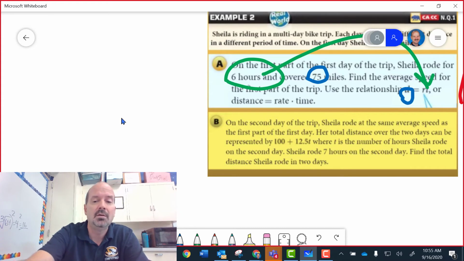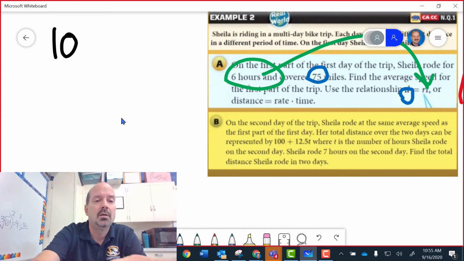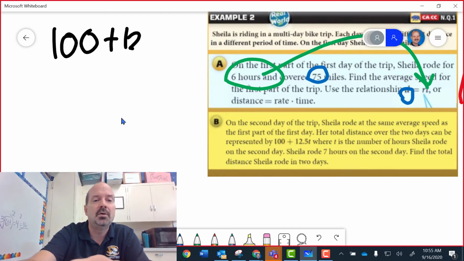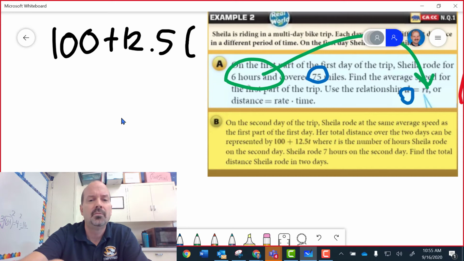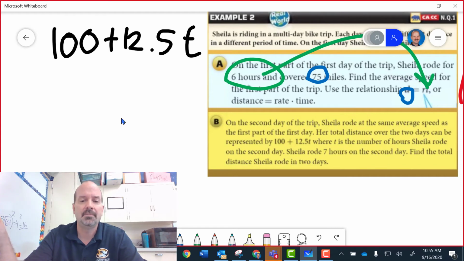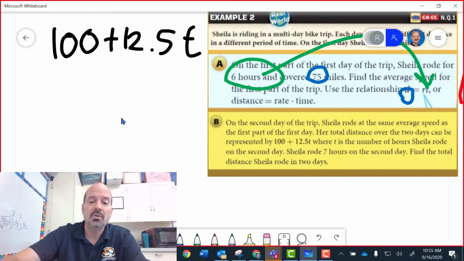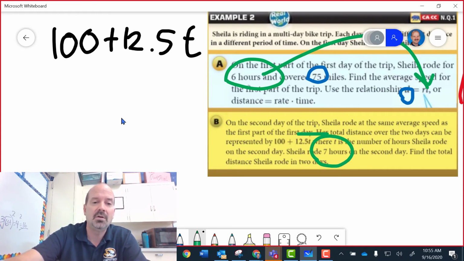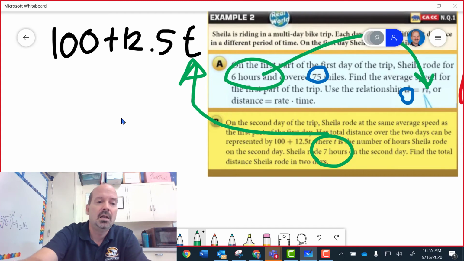Start with the formula. 100 plus 12.5. Where do you think they got the 12.5 from? It matches our speed, right? Where did they get the 100 from? Because she rode 100 miles on the first day. So all we have to do is plug in. You didn't have to know that to be able to solve it, by the way. But you can plug in the time. 7 goes right here.